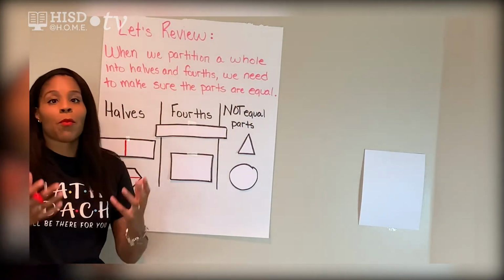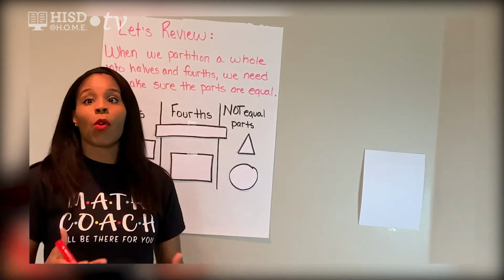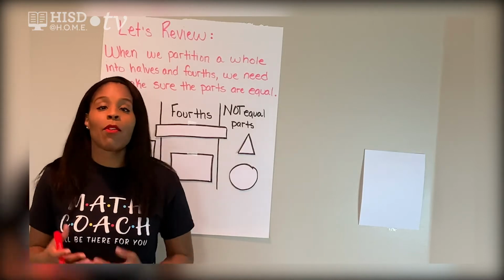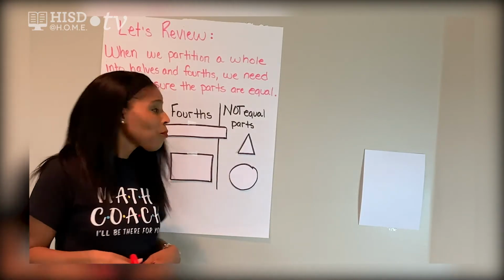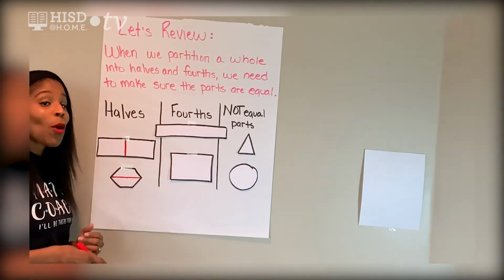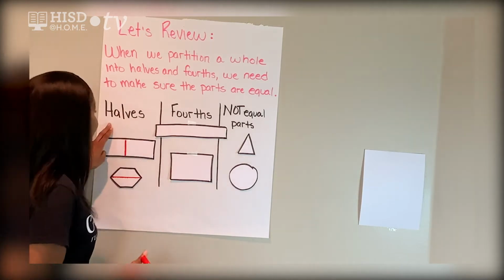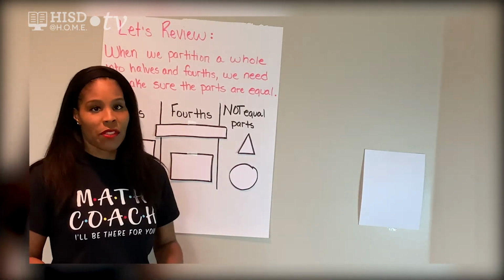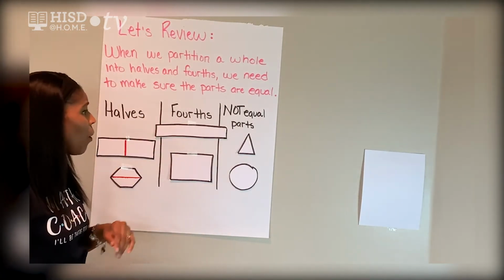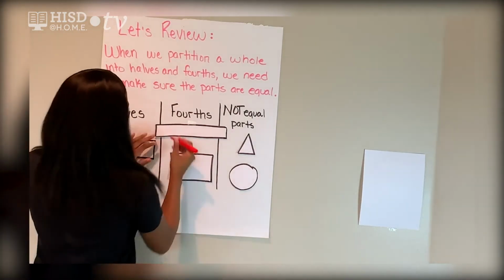It always goes back to that word equal. I want you guys to get used to using the word equal and partition. Those are going to be a lot of vocabulary words that we're going to use today. So now my rectangle and my hexagon have equal parts and they have halves. Let's move on to the fourths. I have another rectangle now. I want to partition that rectangle into fourths.